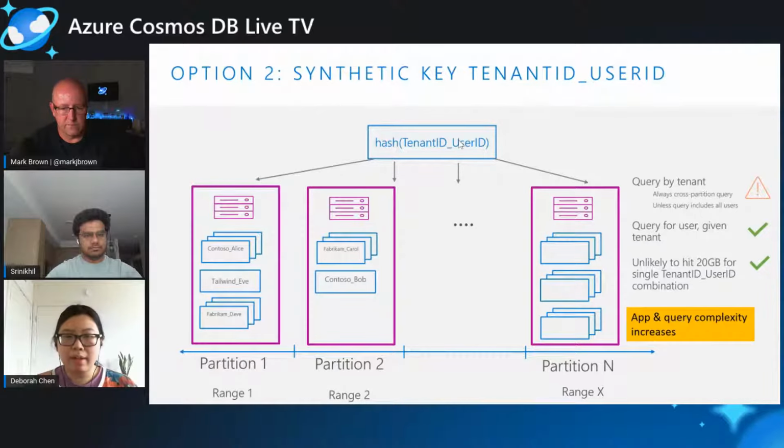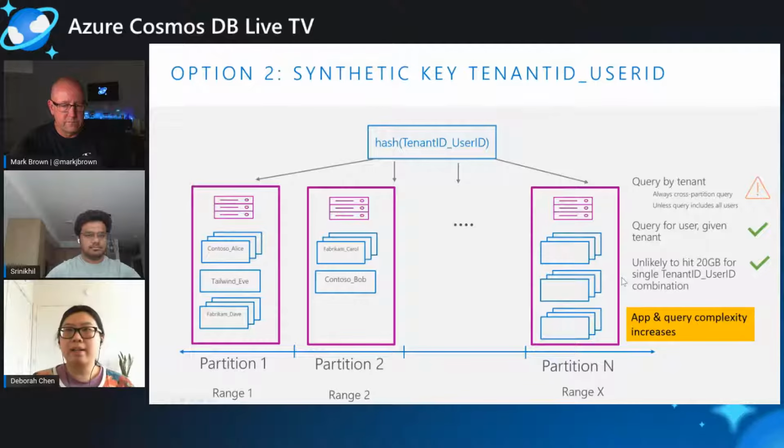When we write the data, this concatenation of tenant ID, user ID, probably doesn't exist organically in our data set. So we have to create a new property for it, like synthetic key or partition key, PK, whatever you want to call it. And when you want to query for a particular tenant, if you want to scope it to a single partition, you have to specify and construct all the different user IDs that you want. So it actually becomes a lot harder to maintain, but it does get you out of this 20 GB problem.